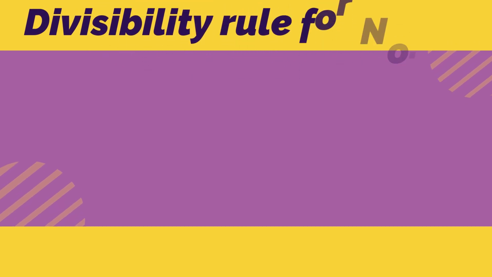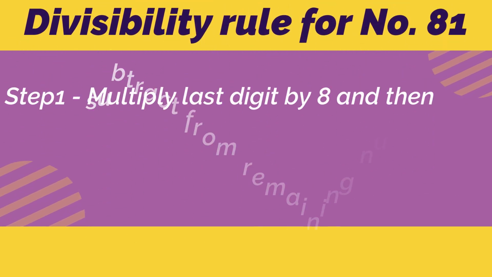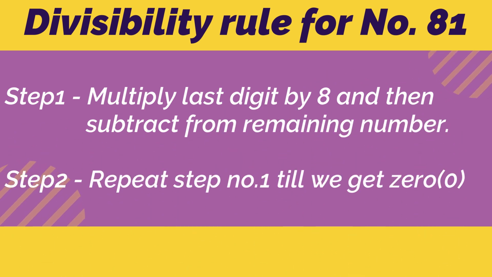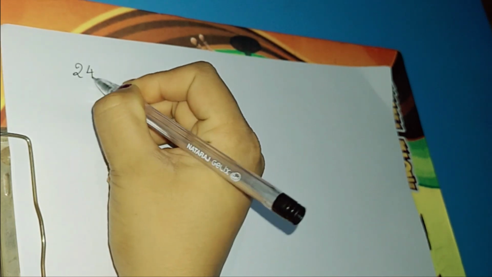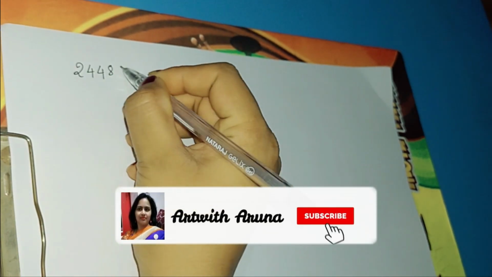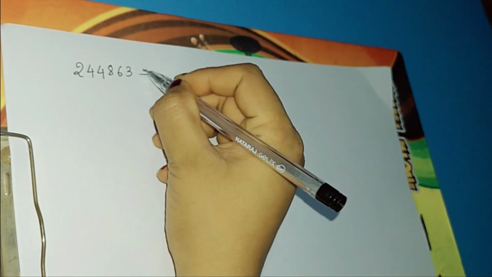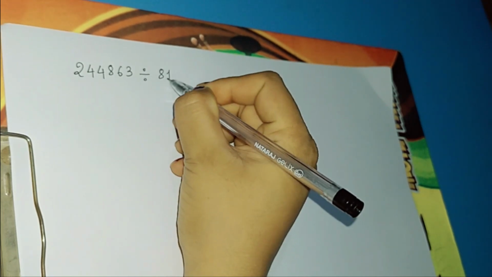Divisibility rule for number 81 contains two steps. Step 1. Multiply last digit by 8 and then subtract from remaining number. Step 2. Repeat step 1 till we get 0. Let's check whether the number 2,44,863 is divisible by 81 or not.